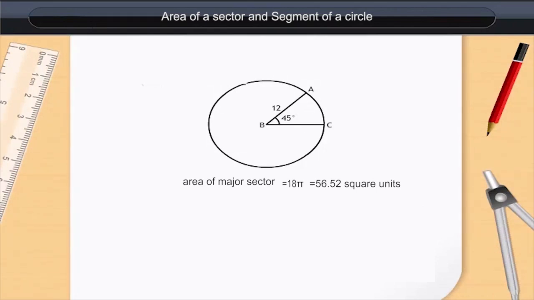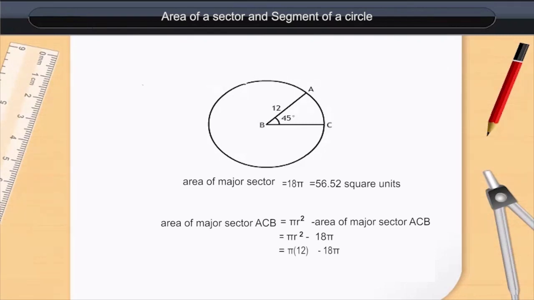Area of the sector is equal to 56.52 square units. Area of major sector ACB is equal to pi r square minus 18 pi, is equal to pi 12 whole square minus 18 pi, is equal to 126 pi, is equal to 395.64.